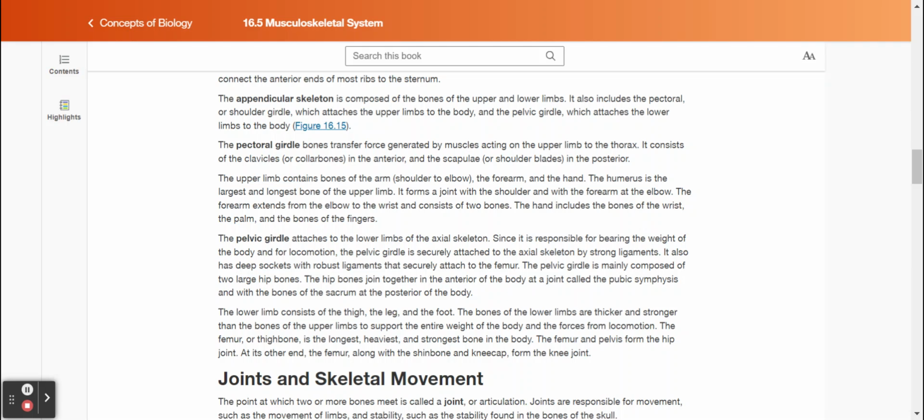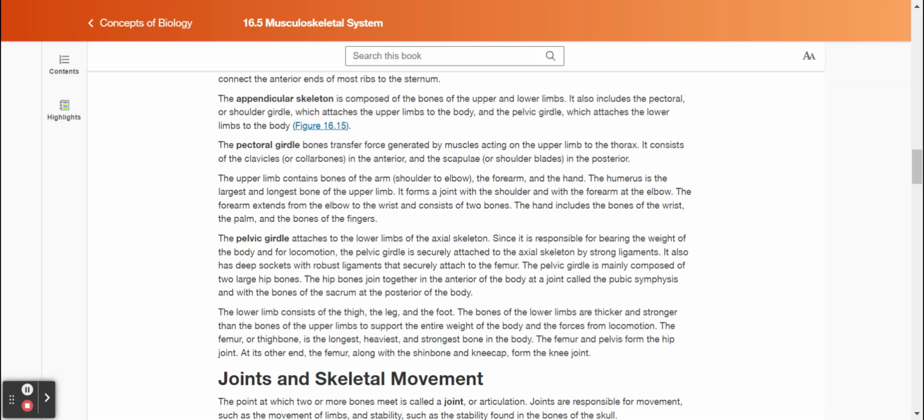The upper limb contains bones of the arm, shoulder to elbow, the forearm, and the hand. The humerus is the largest and longest bone of the upper limb. It forms a joint with the shoulder and with the forearm at the elbow. The forearm extends from the elbow to the wrist and consists of two bones. The hand includes the bones of the wrist, the palm, and the bones of the fingers.